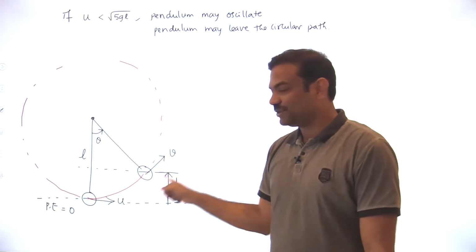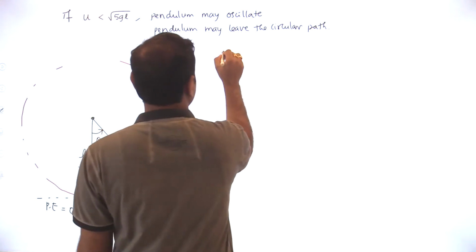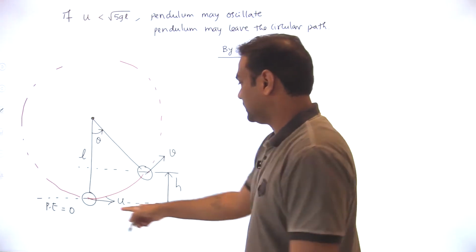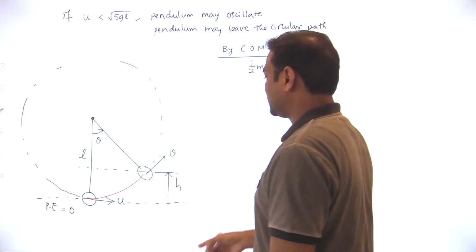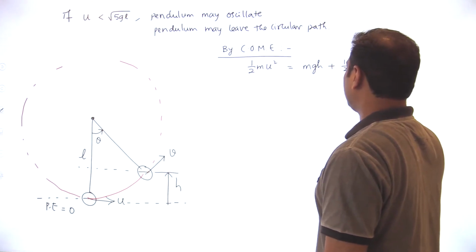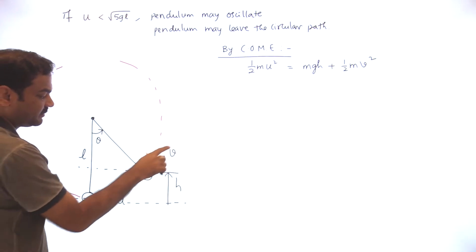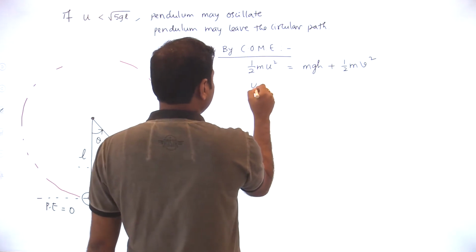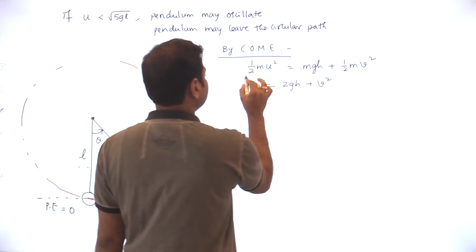Then what is the relation between v and u? We can write it by conservation of mechanical energy. The total energy at the bottom, half mu square, is equal to the potential energy mgh plus the kinetic energy half mv square. This is the zero potential energy level, the bottommost point, and this is the speed v at height h. Now I can cancel m and I will get u square is equal to 2gh plus v square. So this is the one relation.